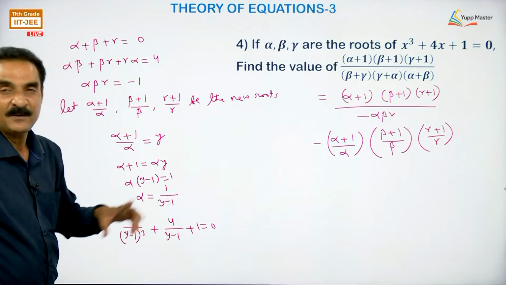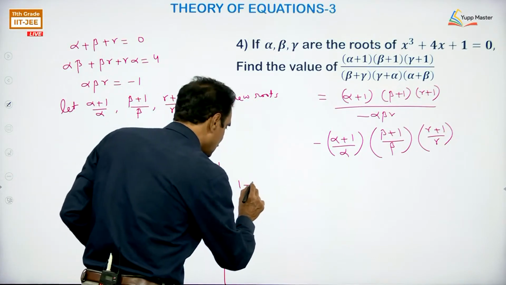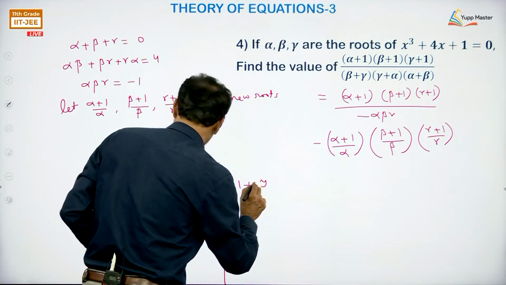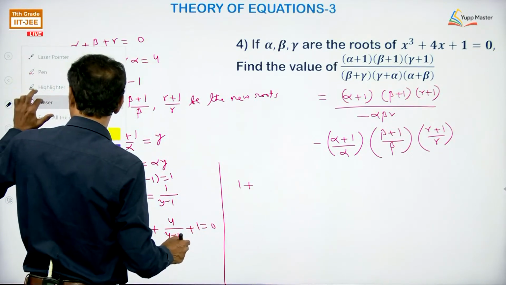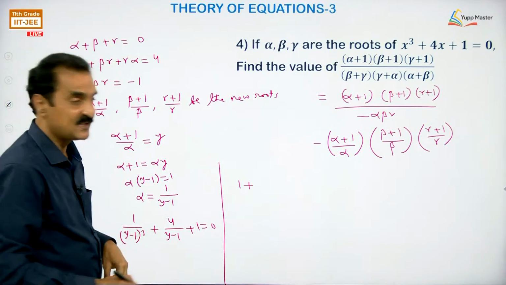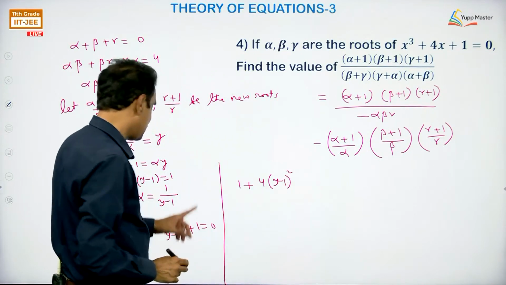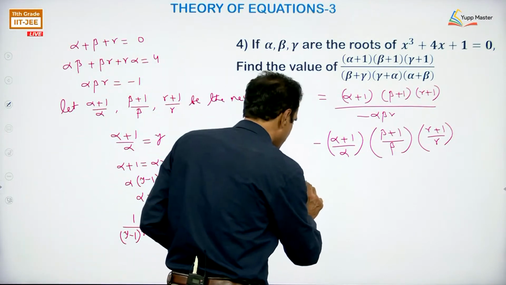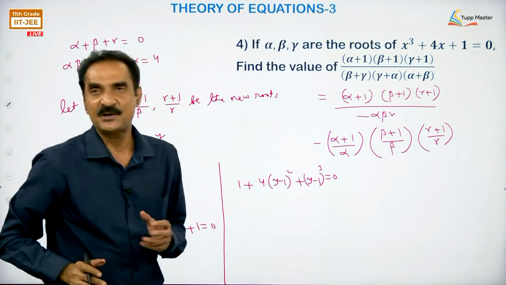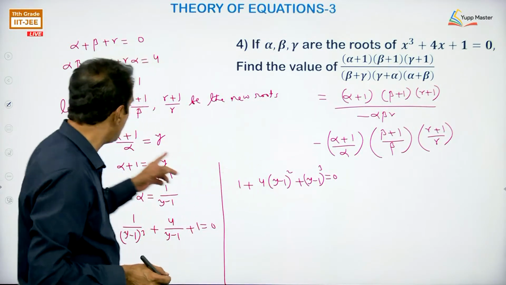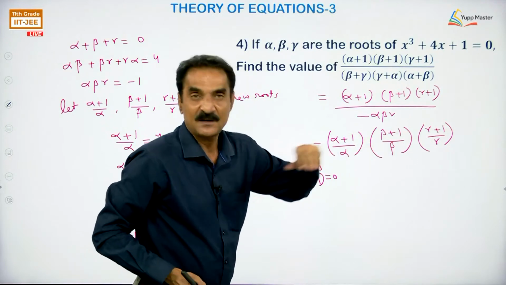Now, multiplying by (y minus 1) whole cube, you will get 1 plus 4 into (y minus 1) whole square plus (y minus 1) whole cube is equal to 0. If you expand, you will get a cubic equation. Its roots are these three. Here, without the minus sign, we want the product of the roots.